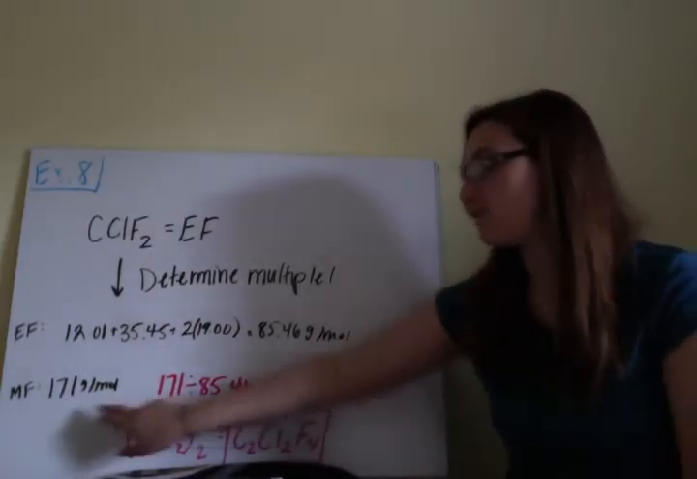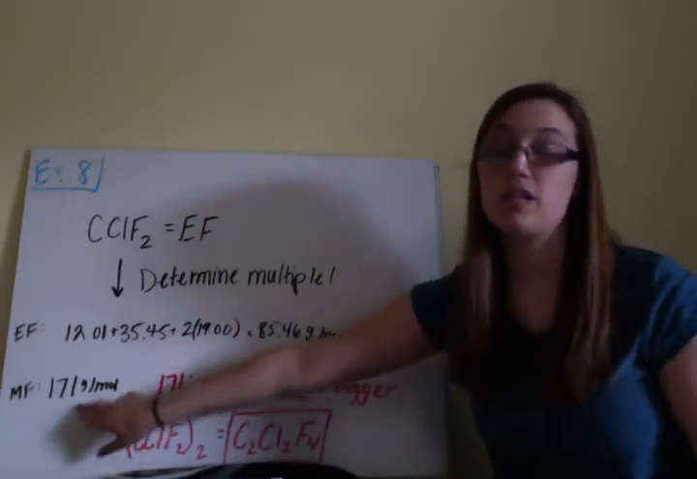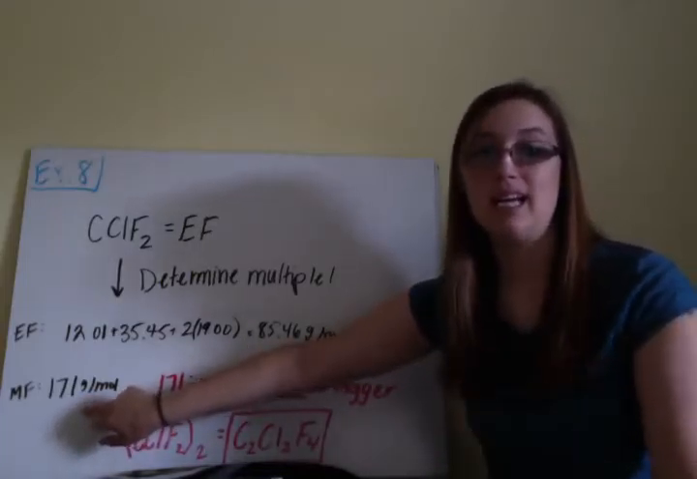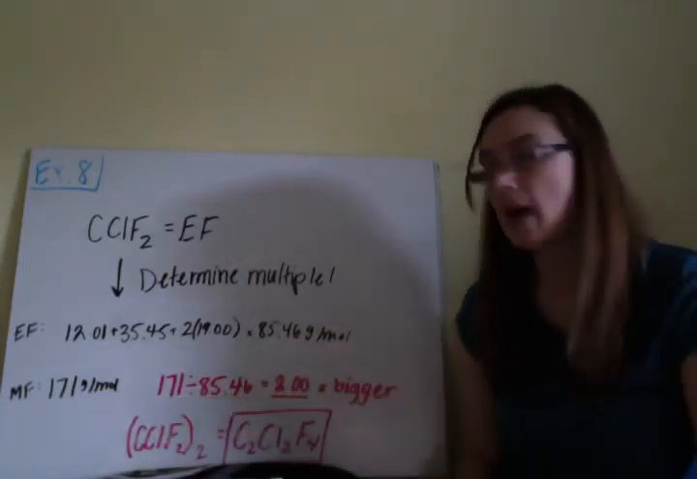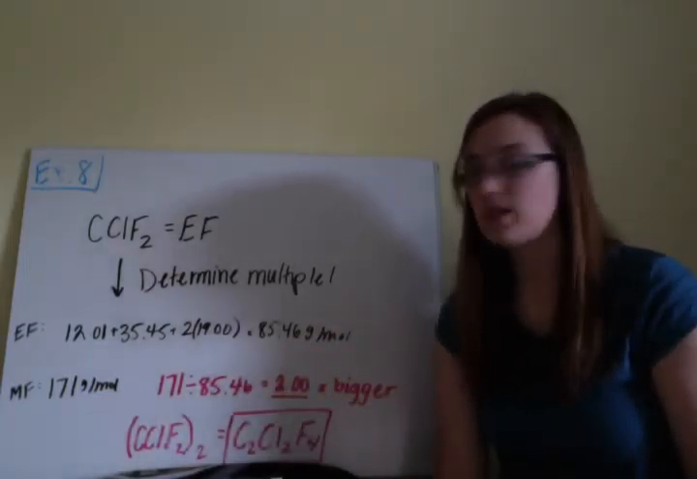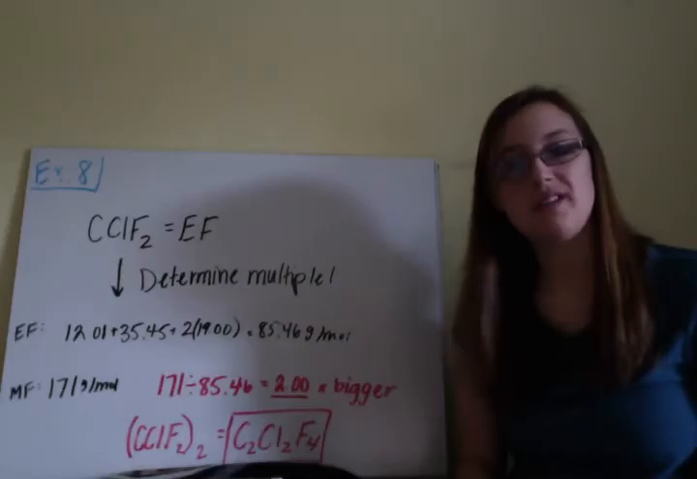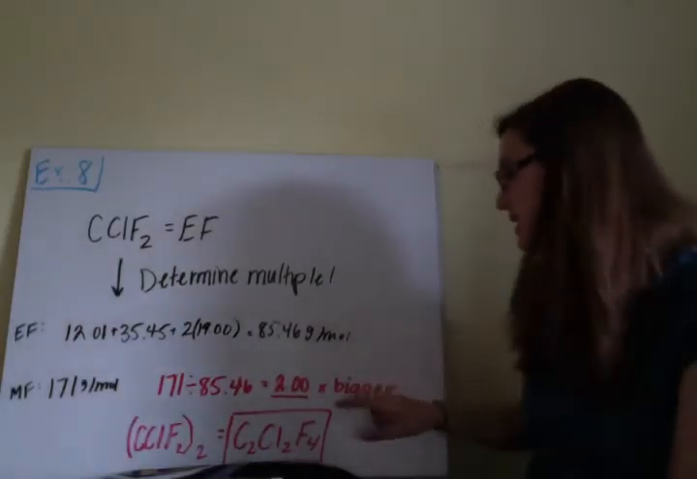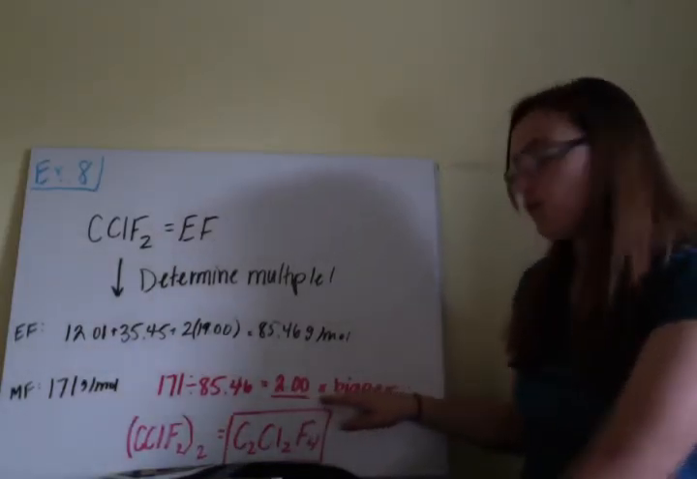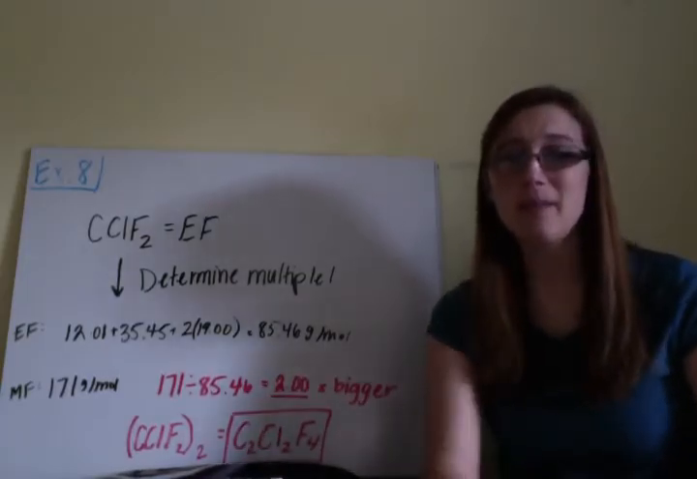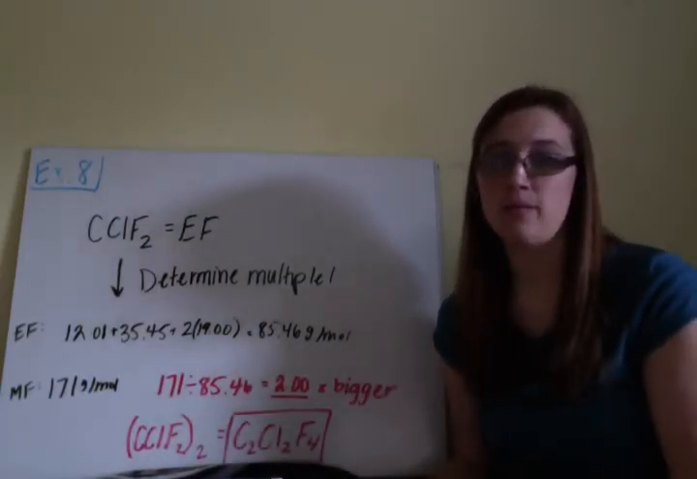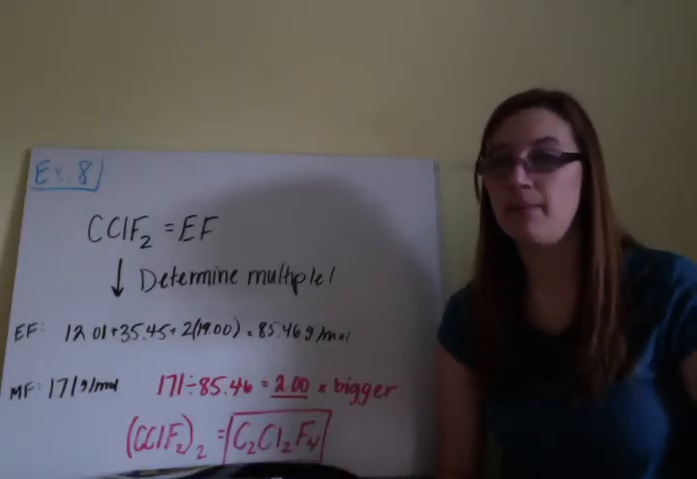Now what I find, remember this molecular mass was given in the problem itself. I divide 171 by 85.46, and I get 2.00. What that means is my molecular formula is 2 times bigger than my empirical. That means I need twice as many atoms in my molecular as my empirical.